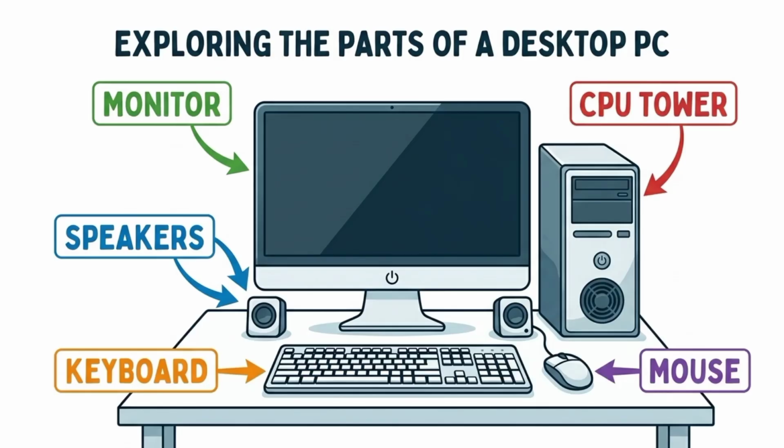A computer is an electronic device that helps you do tasks, like writing, browsing the internet, watching videos, and so much more. The main parts are the monitor, which is your screen, the keyboard and mouse, which you use to control it, and the CPU, the brain of the computer.